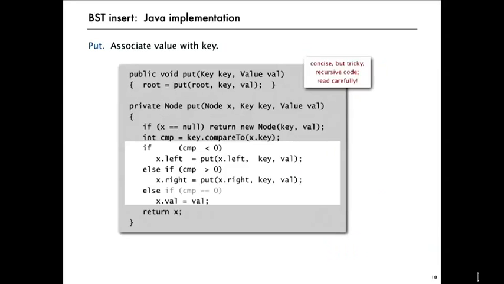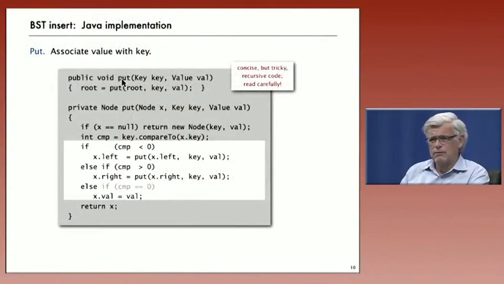So this is very concise recursive code, but it's tricky because of that last point, so it's worth reading carefully. We're going to use a recursive method put to associate a value with a key in the tree. And that recursive method is going to return a node. The client method put, of course, just is supposed to do the association, so it has a void return.